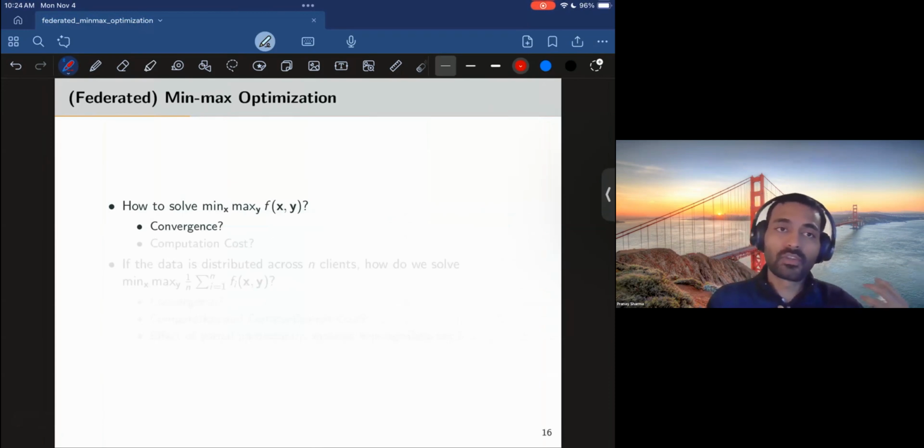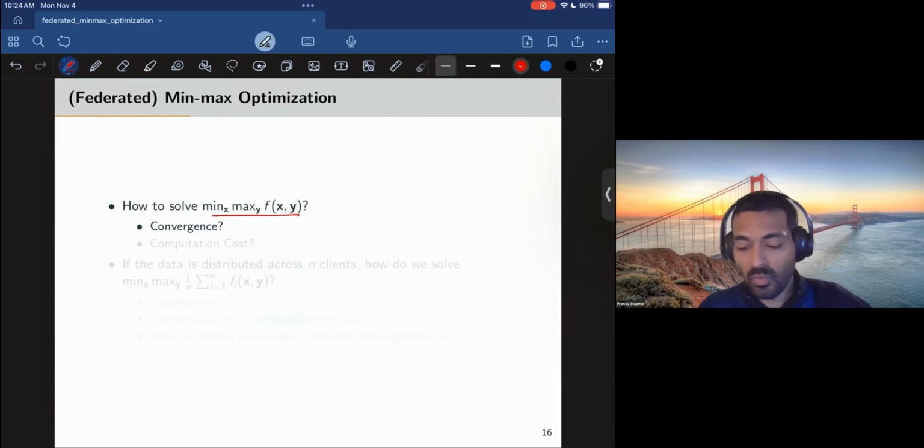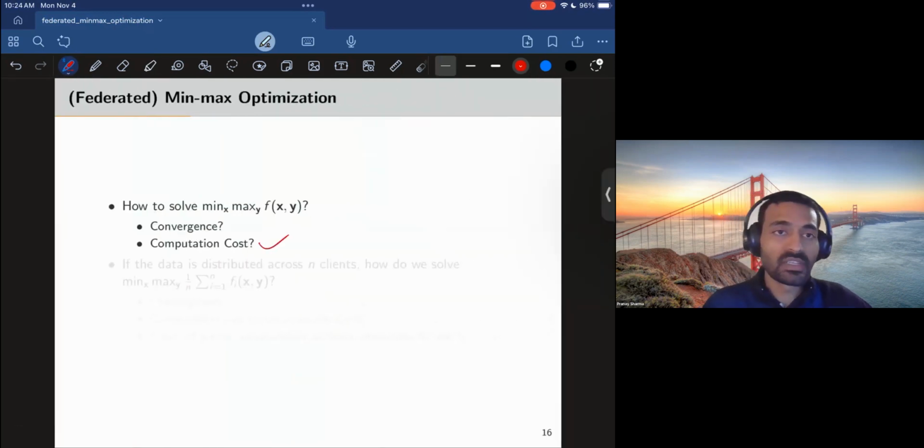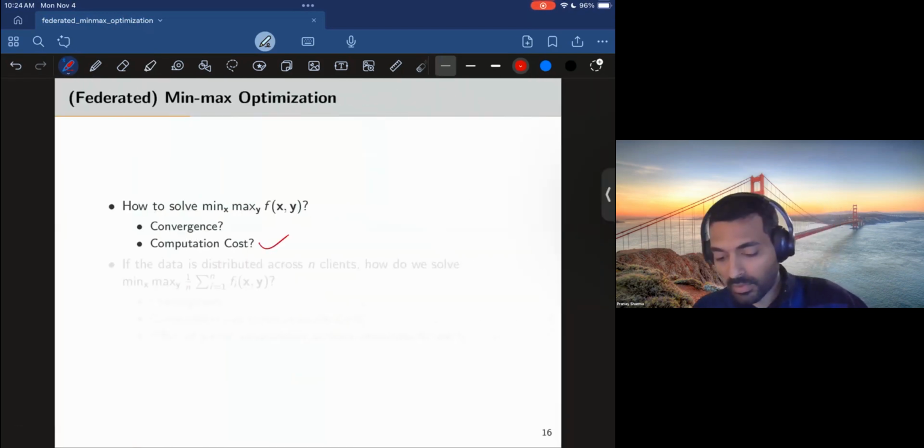Because so far in the course, you have talked about minimization problems and the convergence guarantees you can get. Now we have to reinvent that entire machinery, but for the more general class of min-max problems. So what are the kind of convergence guarantees we can achieve? How much computation is necessary for solving such problems?